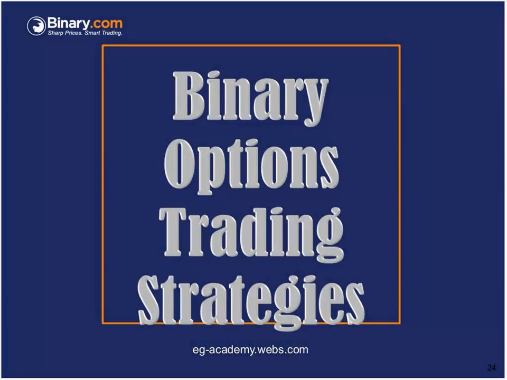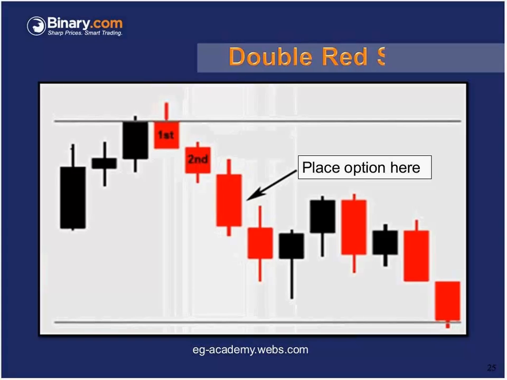The double red strategy is one of the easiest strategies that a trader can adopt with a candlestick chart. The idea is to wait for two red bars, with the second bar closing below the first one. This normally signals the beginning of a new trend. By placing a down option or put option, traders tend to gain from any further drop in the prices.